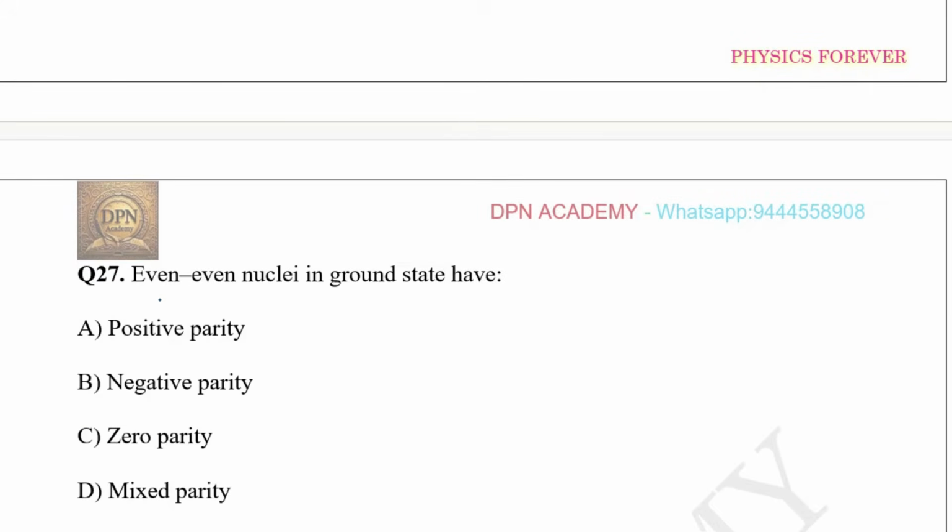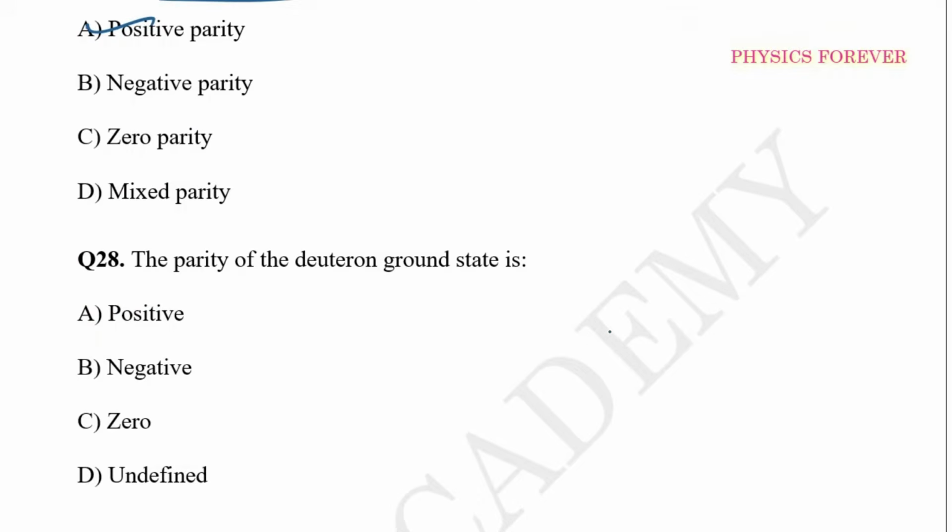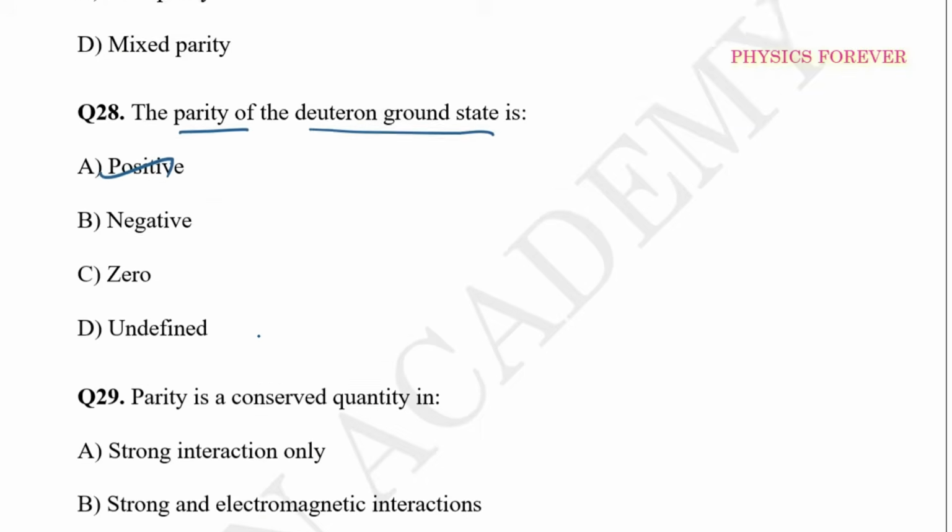Then even nuclei in the ground state: there should be positive parity. The ground state of even nuclei always has positive parity. So the parity of the deuteron ground state should be positive. Definitely one or two questions from spin and parity will come. So the deuteron ground state parity is positive. Option A is correct.